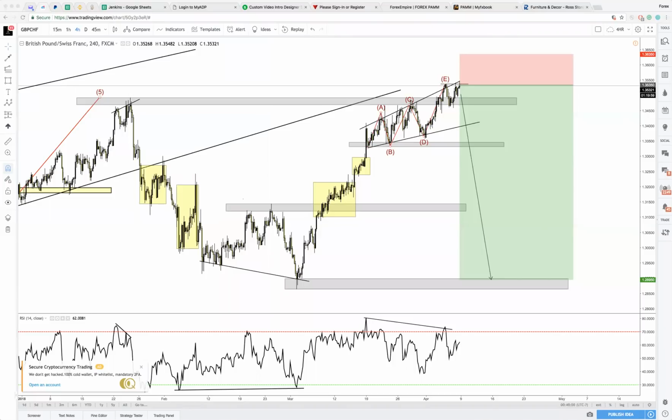All right, let me get this sell in really quick. It's going to be GBP CHF. Stop loss is 1.365, 1.3635, and take profit is 1.28950.